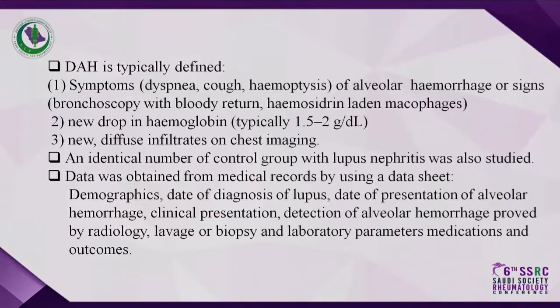Diffuse alveolar hemorrhage was defined as symptoms in the sense of dyspnea, cough, hemoptysis, or signs of alveolar hemorrhage on bronchoscopy with bloody return or hemosiderin-laden macrophages, a new drop in hemoglobin, typically about 1.5 to 2 grams per deciliter, and new infiltrates on chest imaging. An identical number of control group with lupus nephritis was also studied.